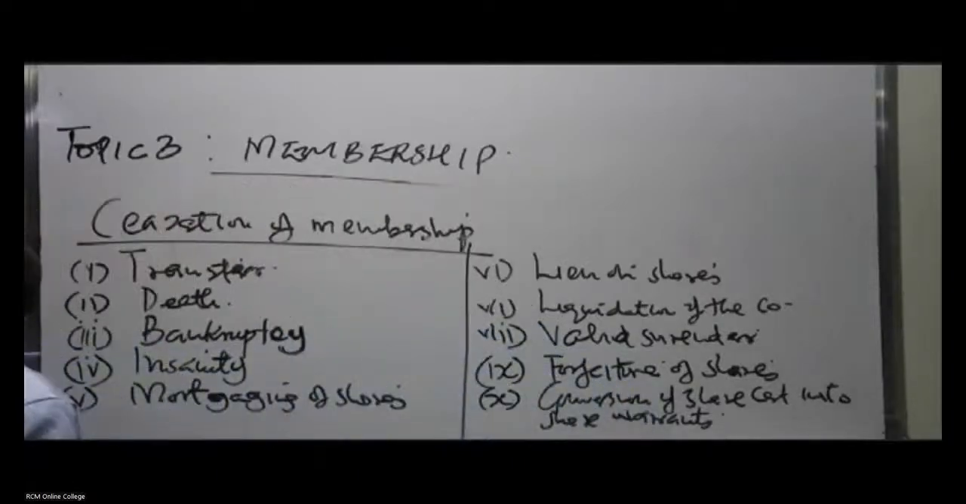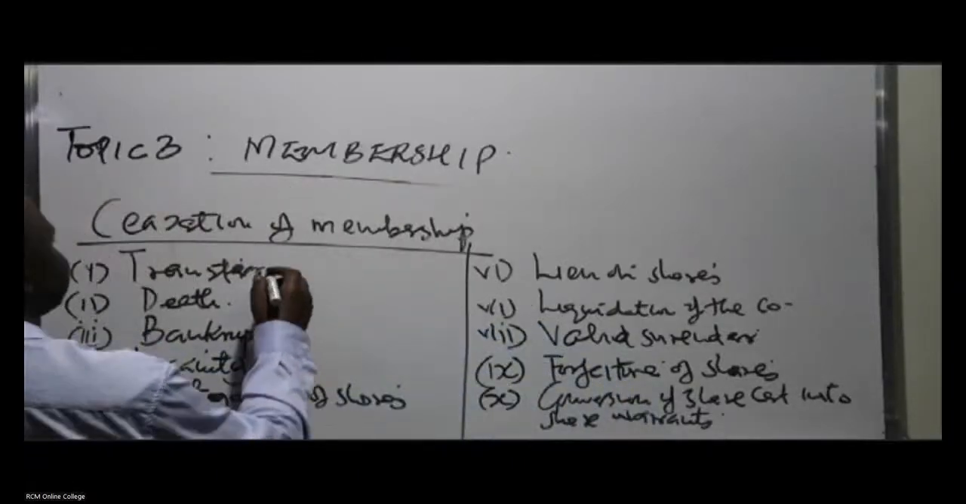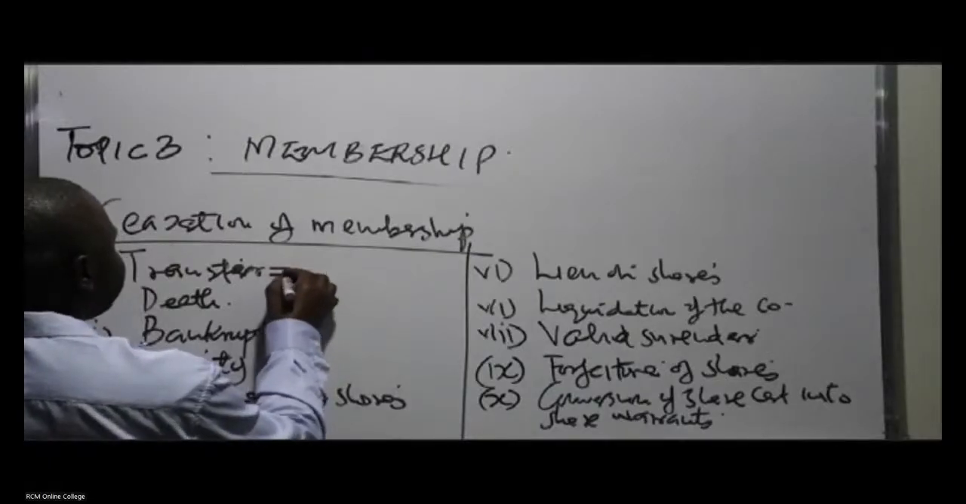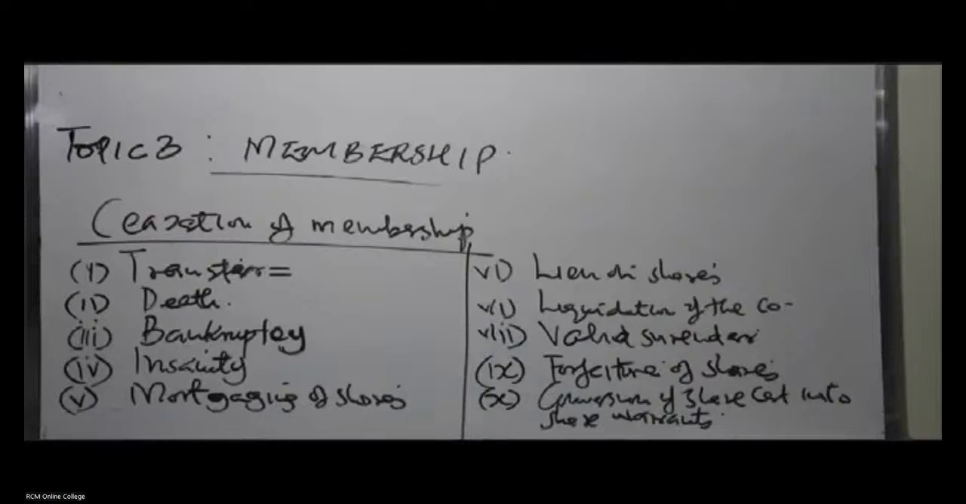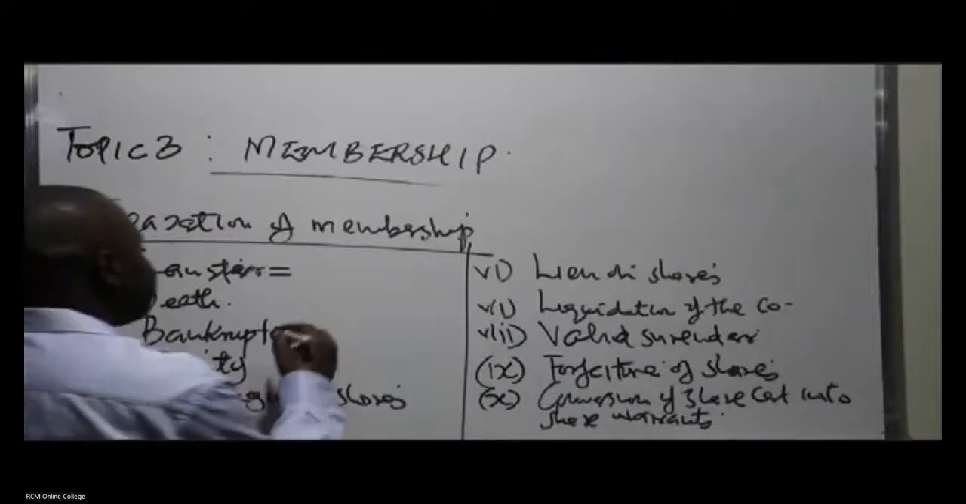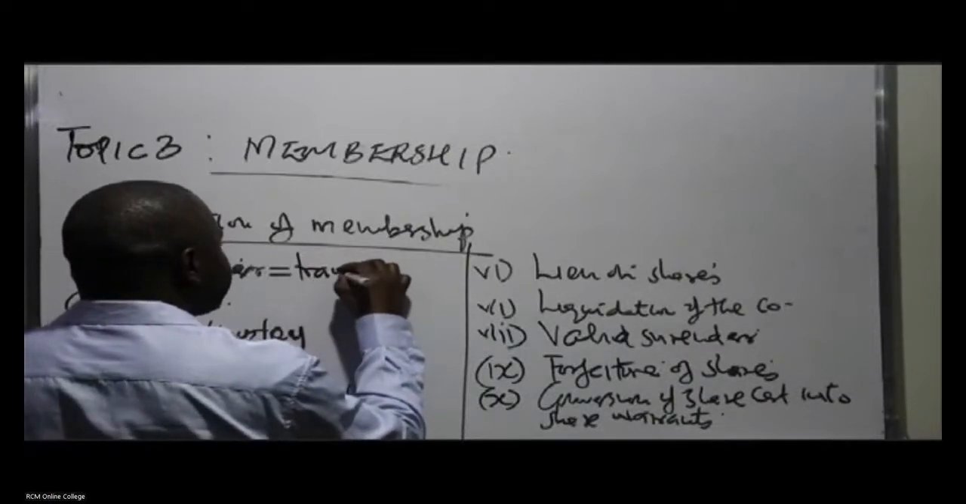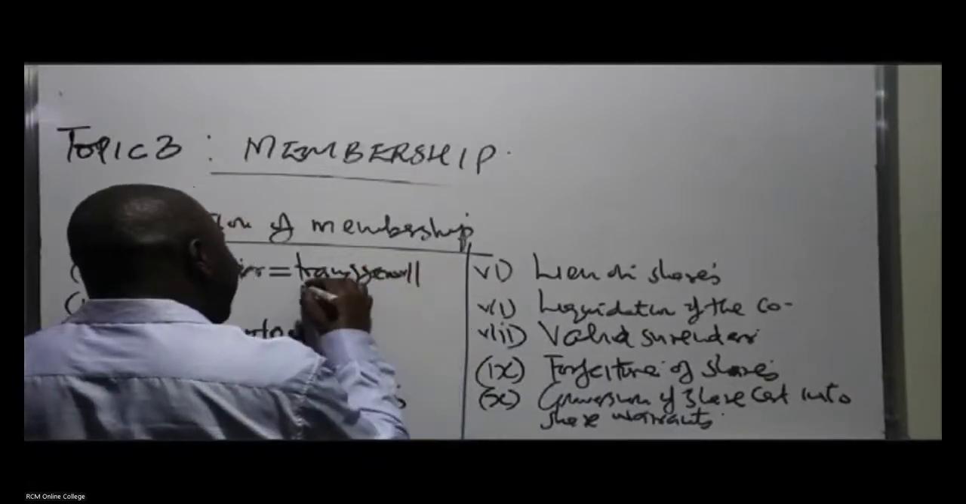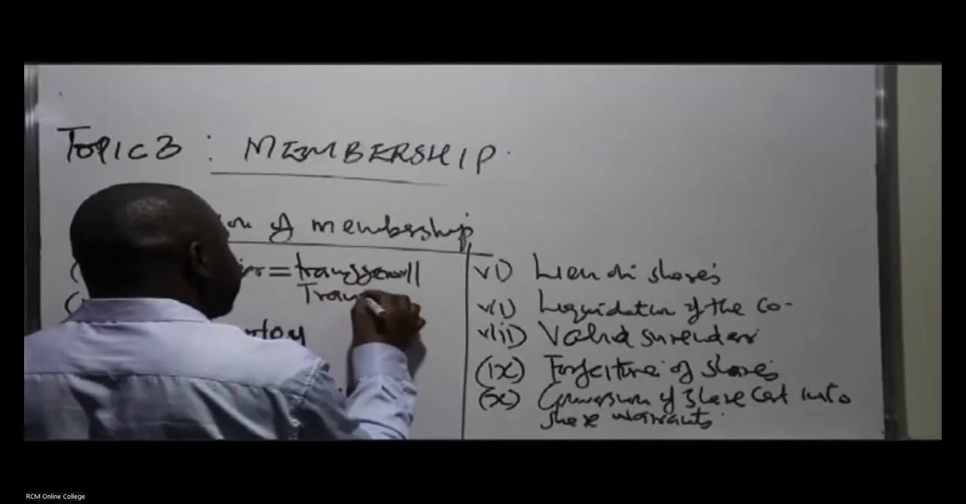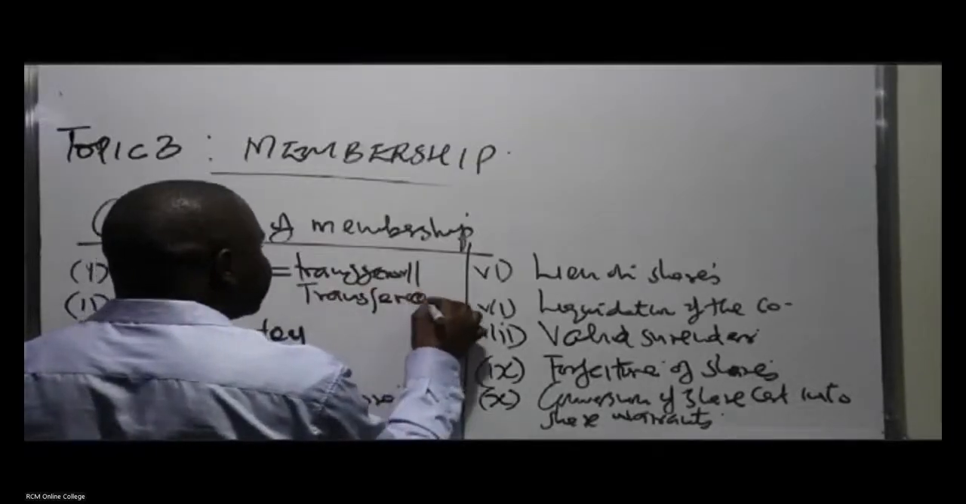So transfer of shares I've already explained. Do I really have to explain again, Mercy? I have already explained. Here there are two parties. There is the transferor, and of course there's the transferee. There's the transferor and the transferee.